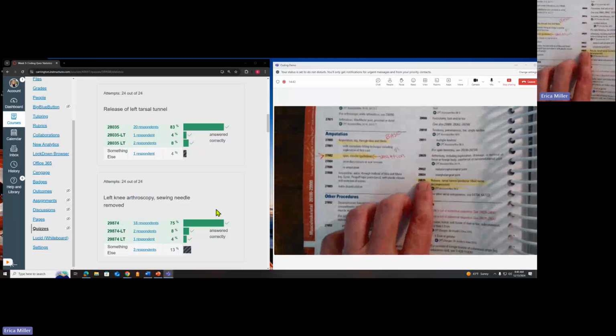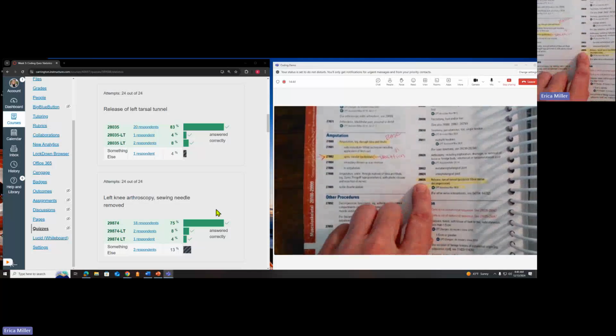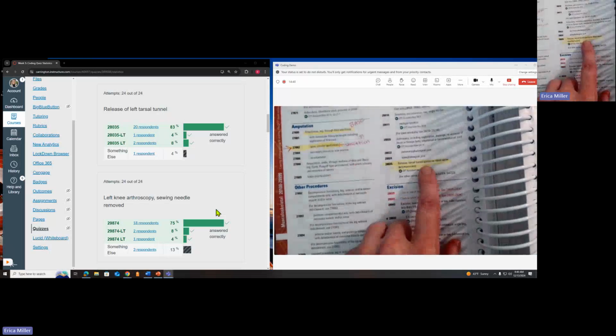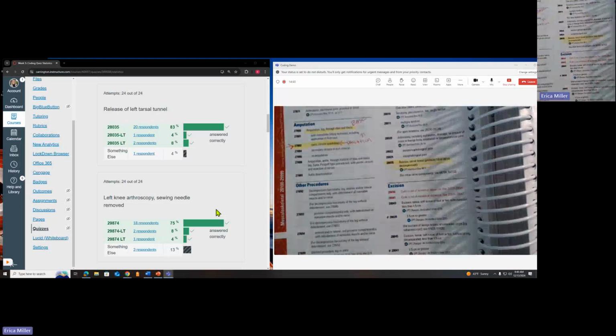Okay. And then you'll see your 28035, release, tarsal tunnel, and then it gives you some additional parenthetical notes. They may have referred to it as a posterior tibial nerve decompression. It is the same procedure.